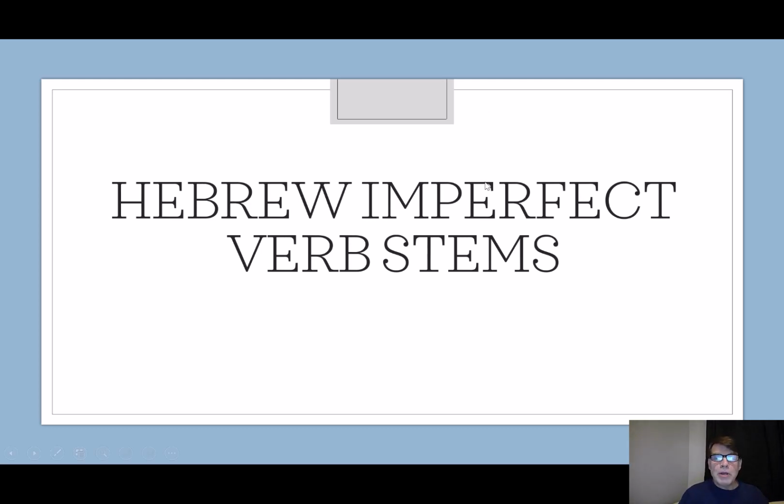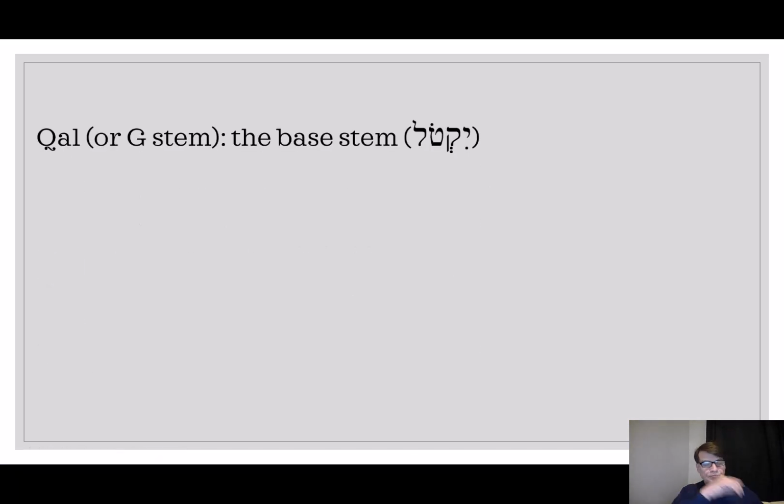And now the rest of the song. So, Hebrew imperfect verb stems. The basic stem used to be called the call stem. I like to call it the G stem. It is the base stem. You've already learned it, right? Yiktol is the basic imperfect form, third masculine singular, for this basic stem. Remember, yiktol, tiktol, tiktol. So yiktol is the basic form of the call stem.